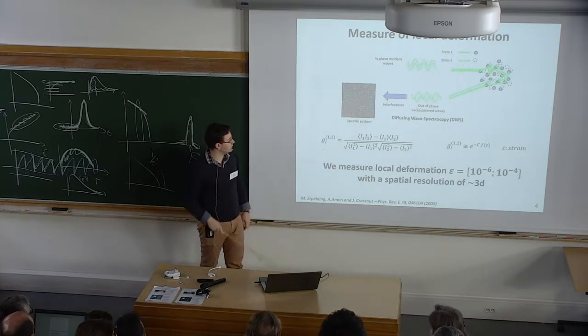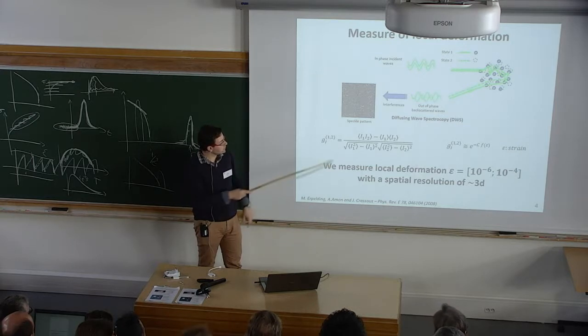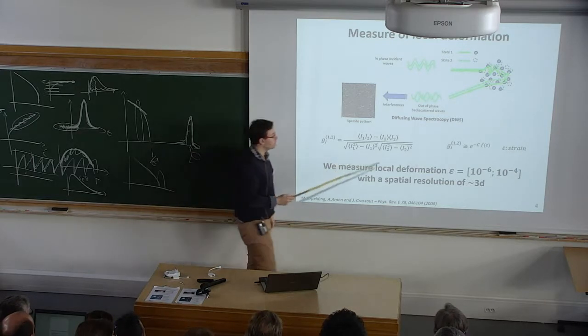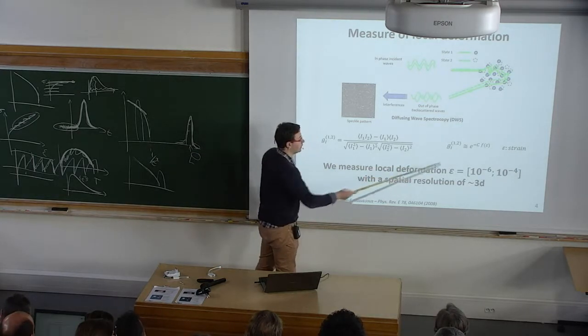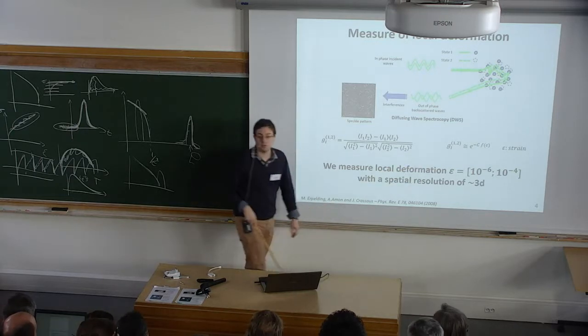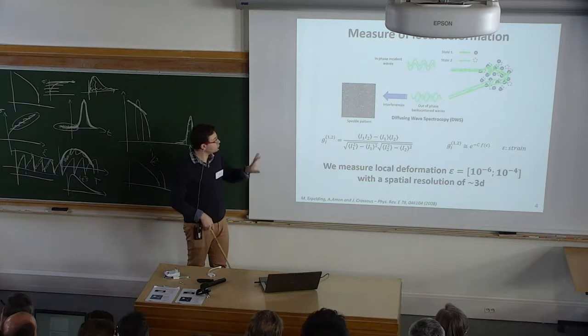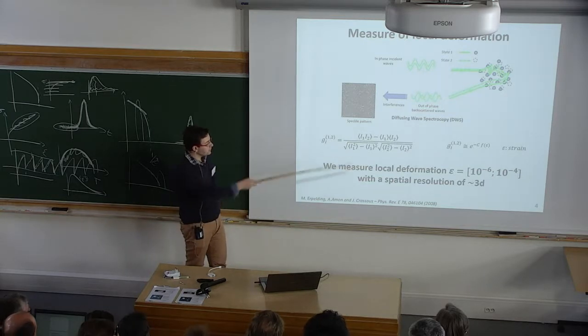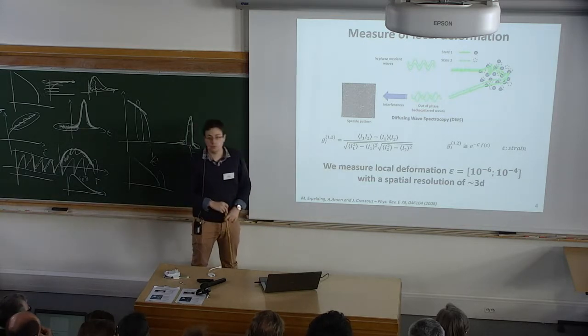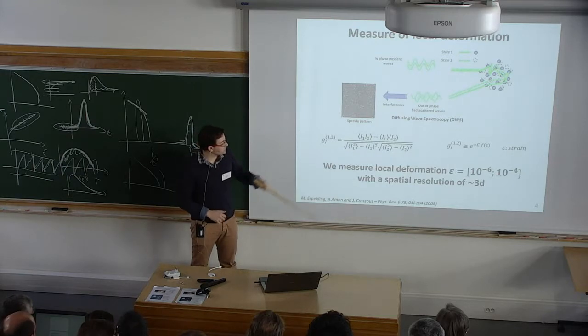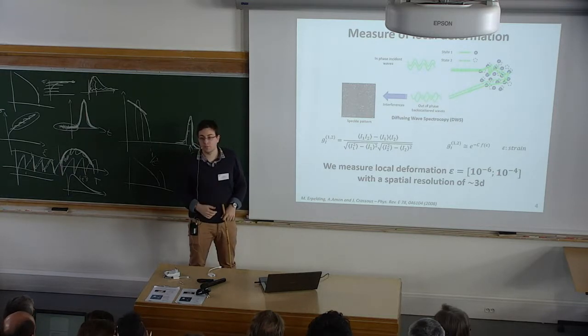This is the quantity g_I. And what is interesting in this method is that we can make a link between g_I and a function of the local strain inside our material. So we are able to measure local deformation epsilon in a range from 10⁻⁶ to 10⁻⁴ with a spatial resolution of around 3 bead diameters.